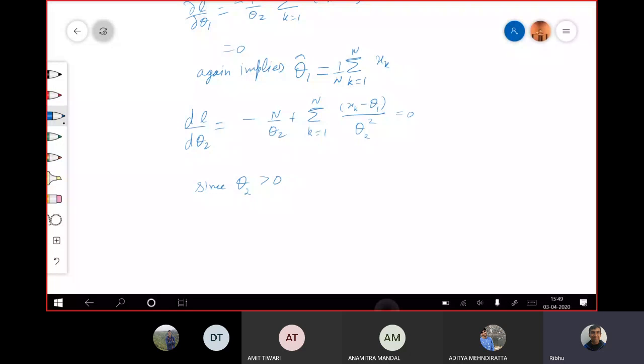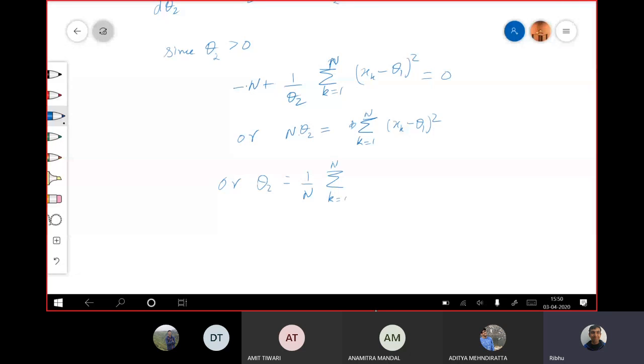So multiplying on both sides by theta 2, minus n plus 1 upon theta 2, capital N. So this is a square, theta 1 whole square equals 0, or n theta 2 equals summation k equal to 1 to n xk minus theta 1 square, or theta 1.